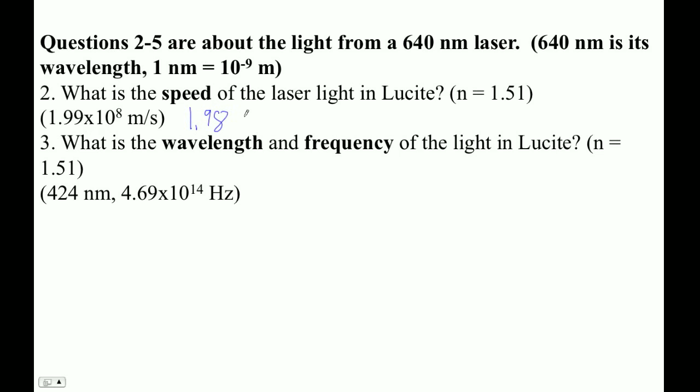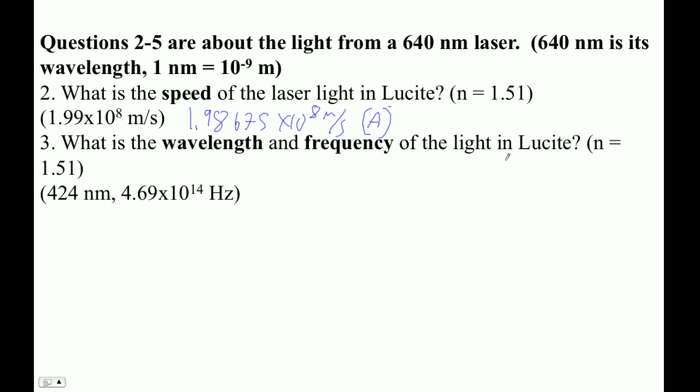So, 1.98675 times 10 to the 8th meters per second. And that's something that I've stored in my variable A, at least now I have. All right, so there we go. And then what is the wavelength and frequency of the light in the lucite?